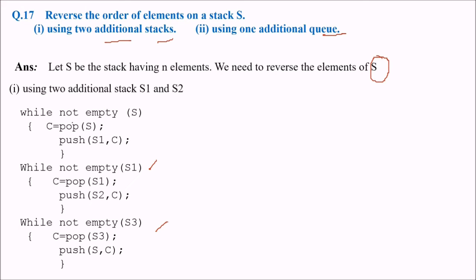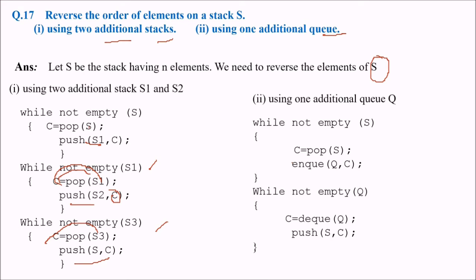So what we do here, we pop S, push it onto S1. We call push S1. Then while not empty, we take out from S1 and we push this onto S2, the next one. And then we pop S2 and push onto S. This is using 1 additional queue.